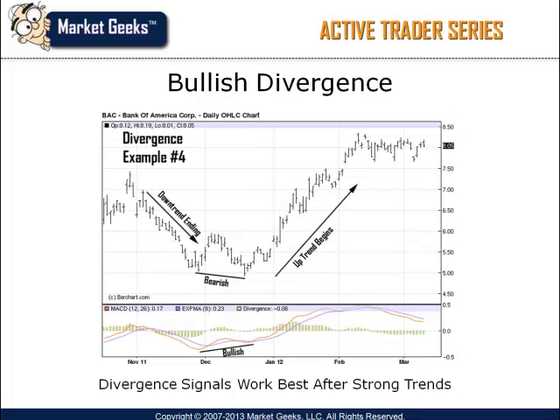In this final example, you can see how Bank of America stock makes a lower low while the MACD is strongly moving higher at the exact same time. Notice it occurs after a strong downtrend as well. The best MACD divergence patterns occur after a prolonged trend and momentum moving in one direction.